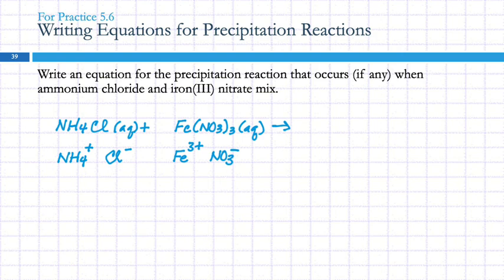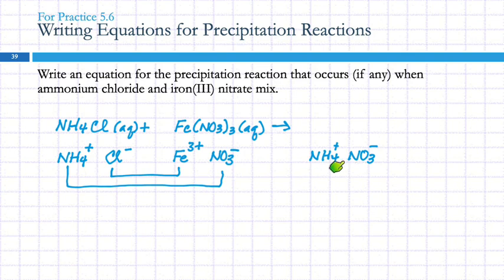Now we're going to see what happens when we change partners. So ammonium came in with chloride. We know there's no chemistry going on there. So let's see what happens when ammonium meets nitrate. So I'm going to write those two next to each other, the formulas for their ions. And then I'm going to look at the other possible combination, which is iron and chloride.